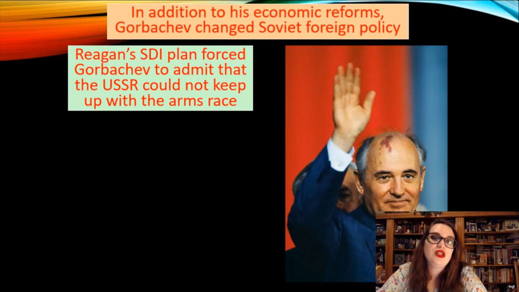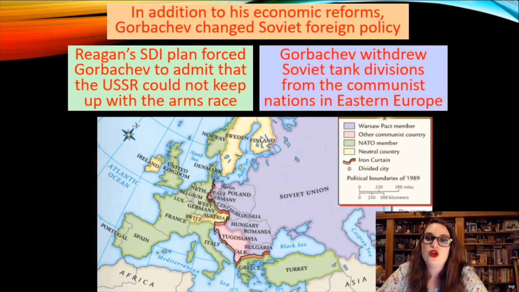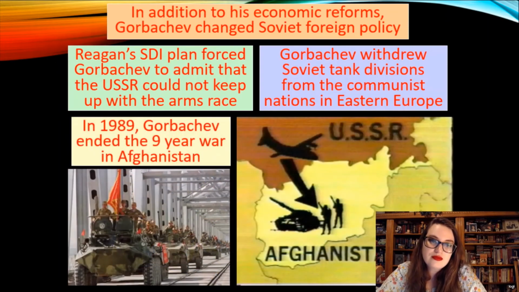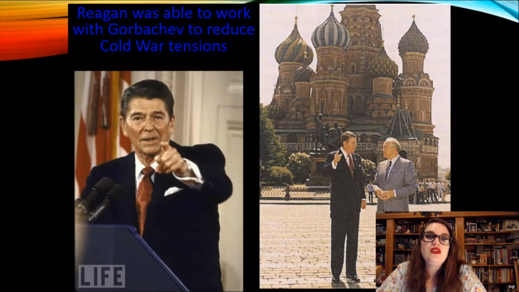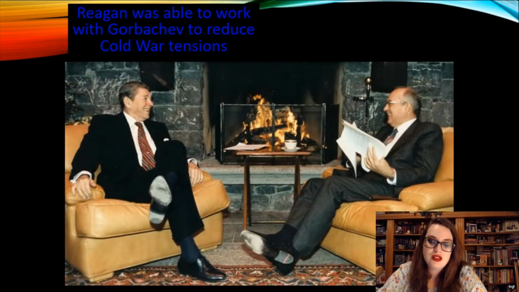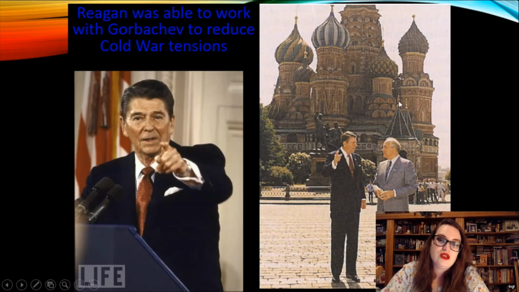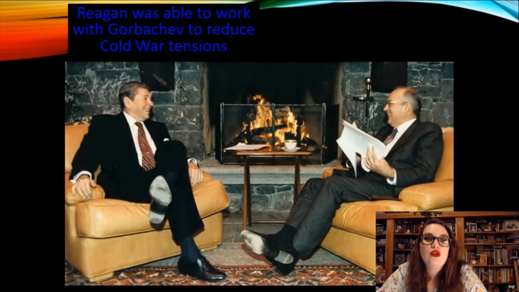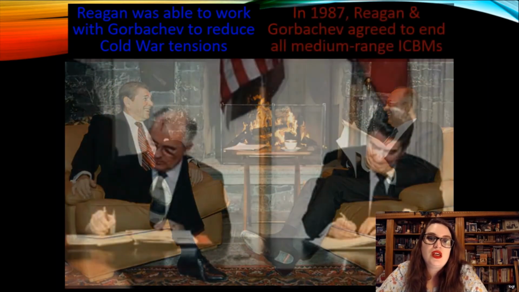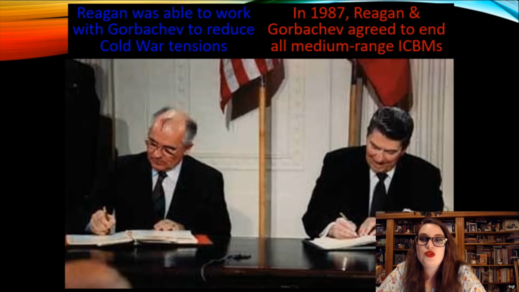In addition to his economic reforms, Gorbachev changed Soviet foreign policy. Reagan's SDI plan forced Gorbachev to admit that the Soviet Union could not keep up with the arms race. Gorbachev withdrew the Soviet tanks and their divisions from the communist nations in Eastern Europe. In 1989, Gorbachev ended the 9-year war in Afghanistan, and Reagan was actually able to work with Gorbachev to reduce Cold War tensions. This is them in front of St. Basil's Cathedral. Okay. Finally in 1987, Reagan and Gorbachev agreed to end all medium-range missiles.